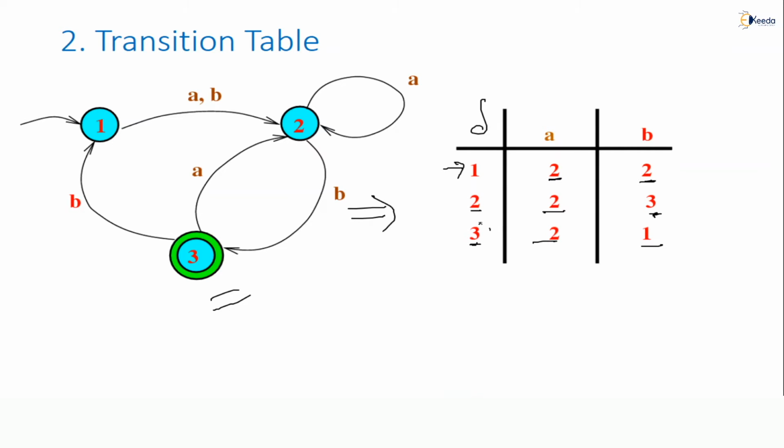Now 3 is the final state. For the final state you have to make a circle, and for the initial state you will make an arrow. So the second way of representing an FA is the transition table form. For a diagram we have an equivalent table. So an FA can be represented either in table form or as a transition diagram.